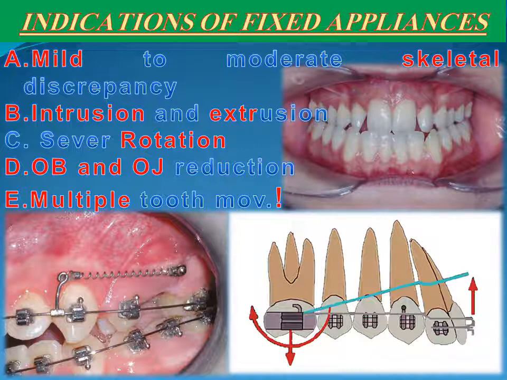When there is a severe rotation, when there is a rotation of the tooth more than 90 degrees, so such type of tooth movements is difficult to be achieved by removable orthodontic appliance. The other indication, overbite and overjet reduction. And the last indication, commonly fixed orthodontic appliances are indicated to achieve multiple as well as isolated tooth movements at the same time, either in the same or in the different directions. So all of these indications are indicated for fixed orthodontic appliances rather than the removable orthodontic appliances.